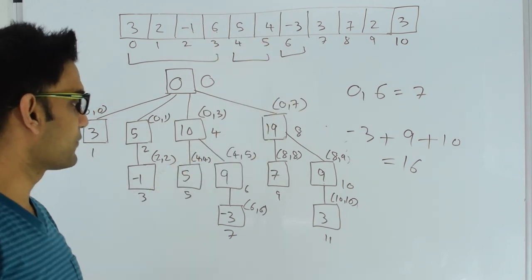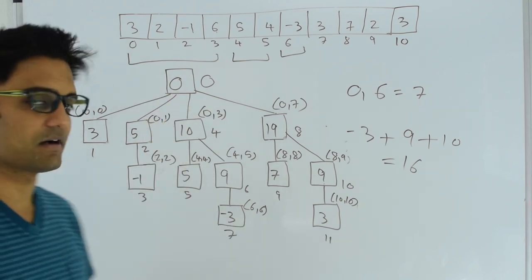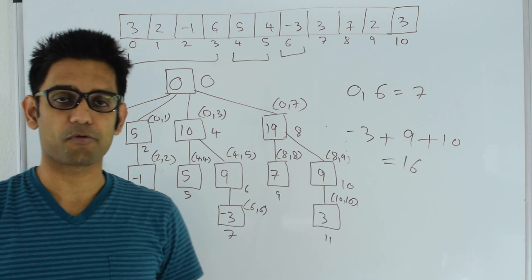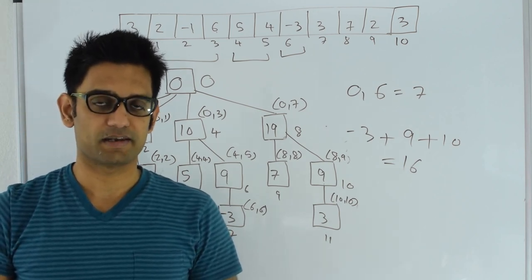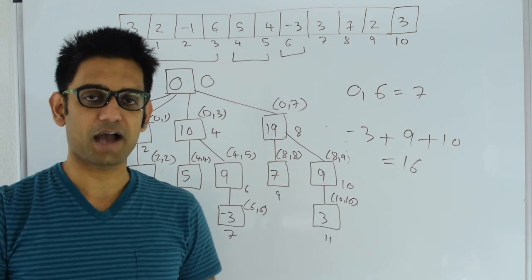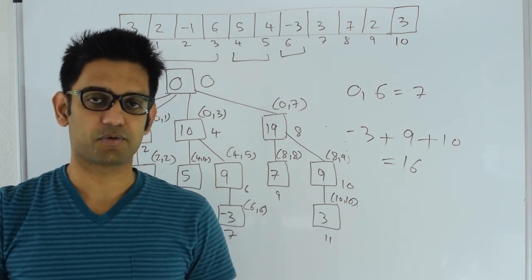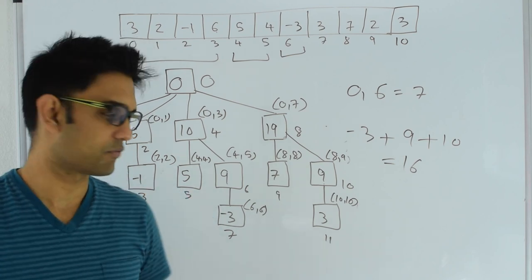The amount of time it would take to get the prefix sum will be the height of this binary index tree. And in the worst case, the height of this binary index tree will be O of log n. So the amount of time to get the prefix sum will also be O of log n. Next, let's look at how we are going to actually enter the values in this binary index tree in an efficient way, and how we are going to update the values in this binary index tree.